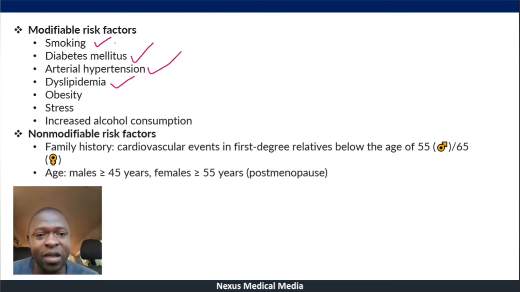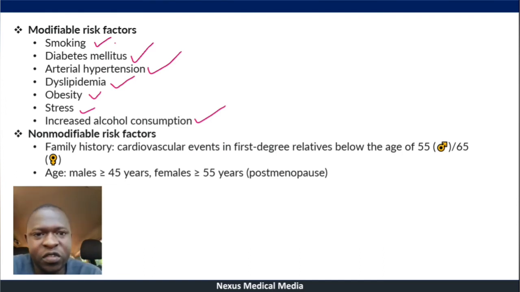High density is healthy cholesterol, and low density is bad cholesterol. So what should be high, low density lipoprotein or high density lipoprotein? It's high density. It should be high under normal circumstances, and low density lipoprotein should be very low, because if it's high, it begins depositing cholesterol in different organs, and that's causing atherosclerosis, because it will be deposited in the blood vessels too. Another risk factor is obesity, stress, and increased alcohol consumption.